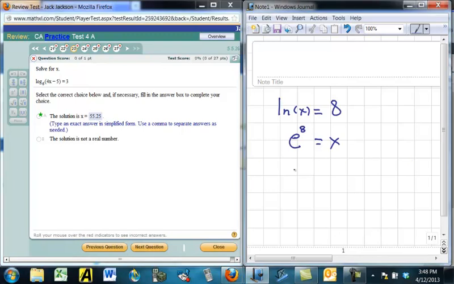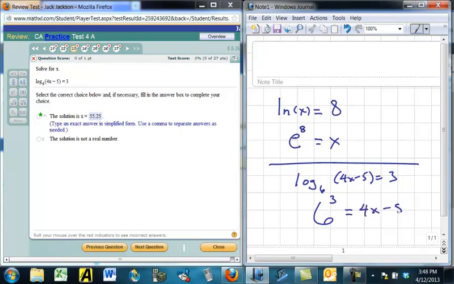The next one's very similar. We have log base 6 of 4x minus 5 equals 3. Notice we have the logarithm by itself, so we can rewrite it as an exponential. The base is 6. The base is the base either place. 3 is the logarithm, the power. So that leaves the 4x minus 5 for the other side.